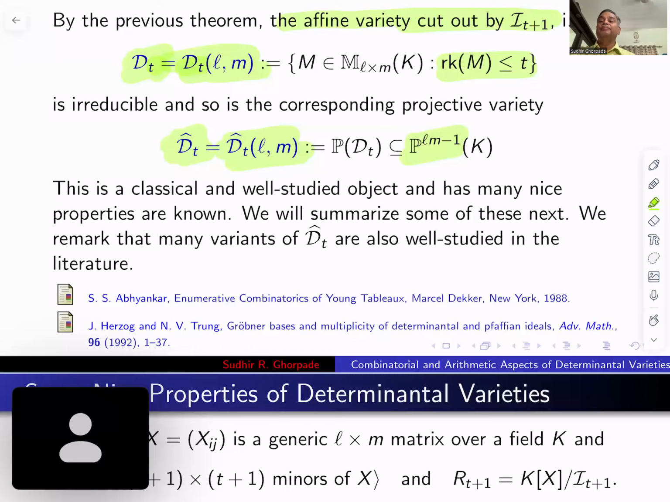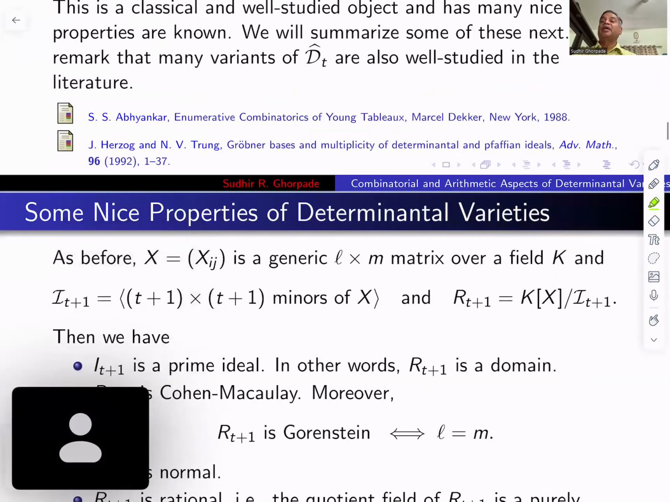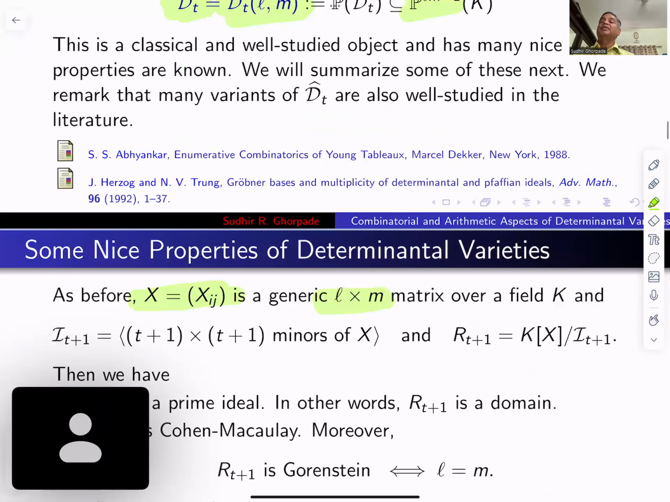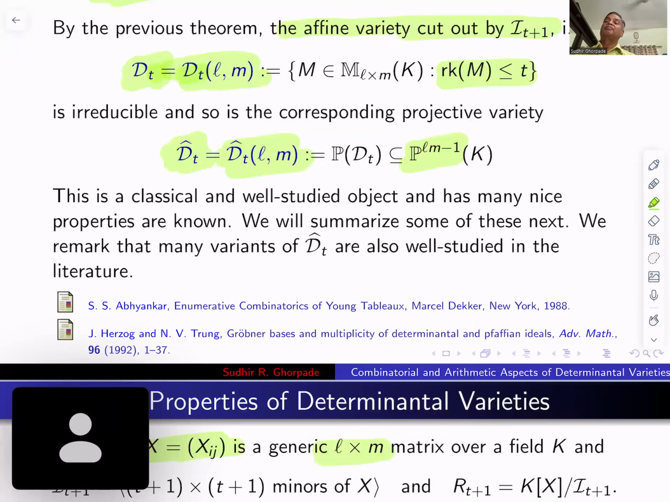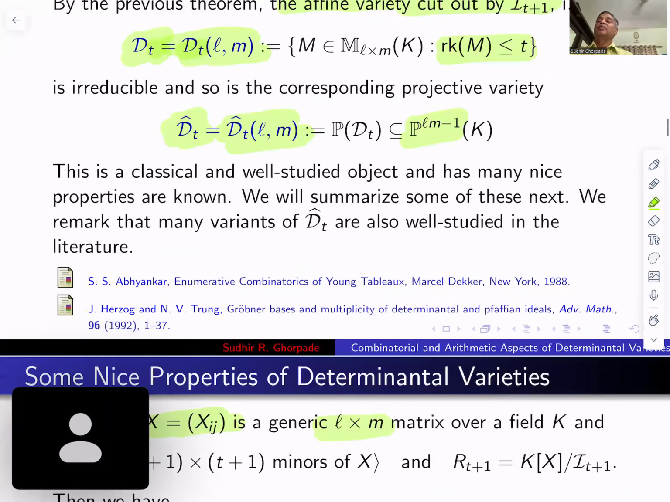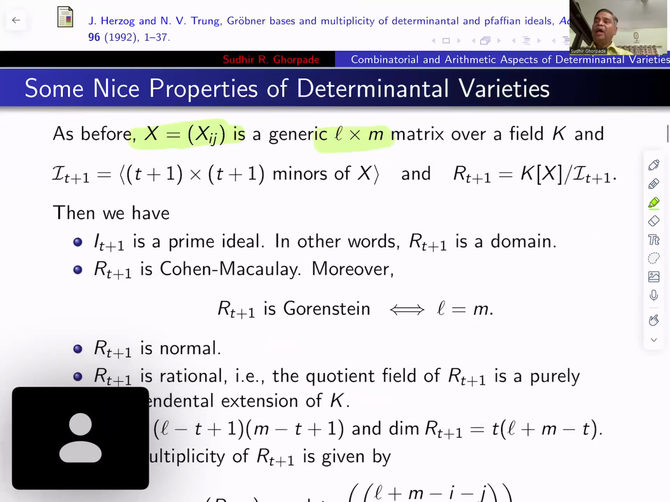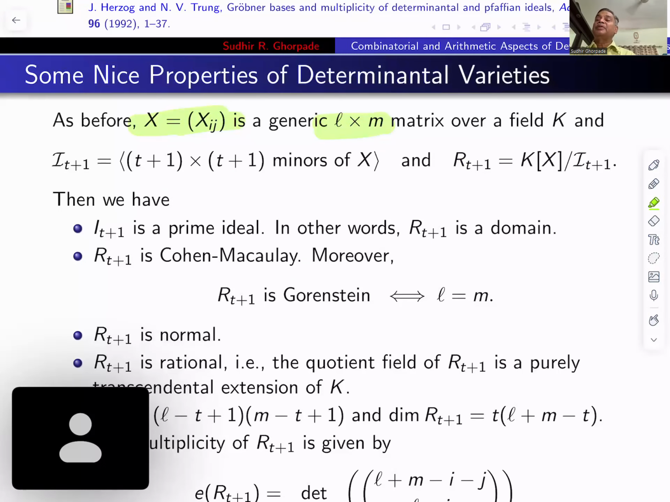So here they are. As before, X is my matrix of variables, generic L cross M, and I_{T+1} is the ideal generated by all T+1 cross T+1 minors of X. The reason I insist on using T+1 rather than T is because then the description here is nice. You see, the variety consists of matrices of rank less than or equal to T. And I will denote by R_{T+1} the corresponding determinantal ring, which is just the quotient of the polynomial ring by this ideal.